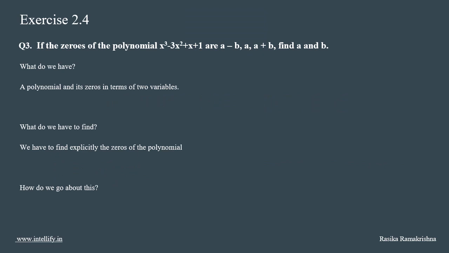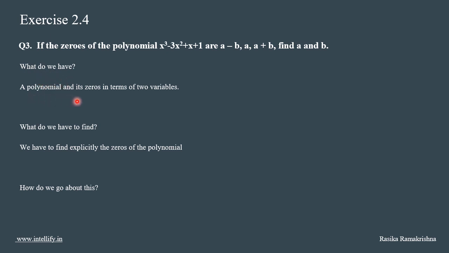Exercise 2.4, question number 3. If the zeros of the polynomial x cubed minus 3x squared plus x plus 1 are a minus b, a and a plus b, find a and b, and we can obviously find the roots of the polynomial once we find a and b. Alright, so what do we have?